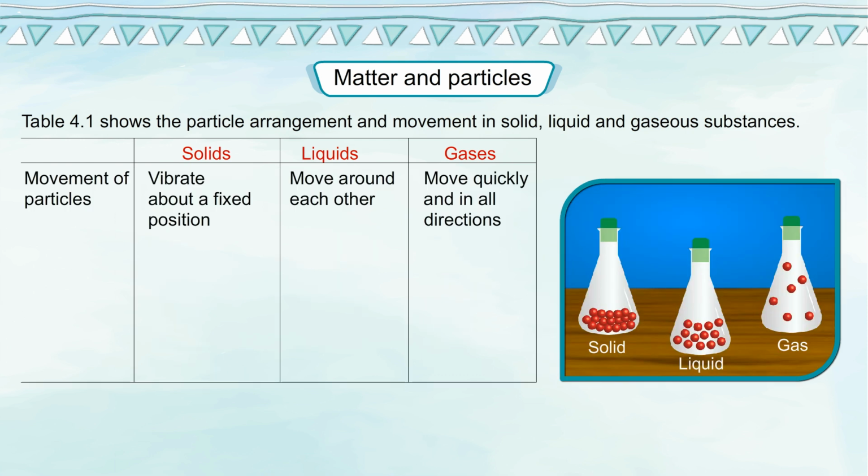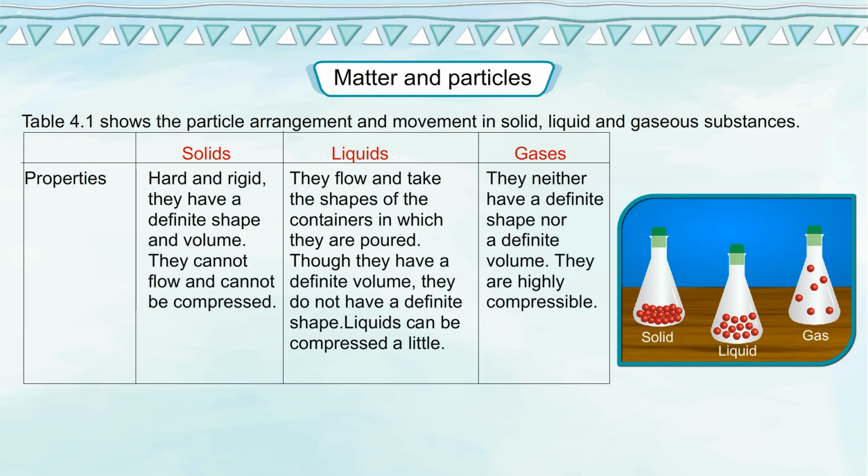Movement of particles. Vibrate about a fixed position. Move around each other. Move quickly and in all directions. Particles. Hard and rigid, they have a definite shape and volume. They cannot flow and cannot be compressed. They flow and take the shapes of the containers in which they are poured. Though they have a definite volume, they do not have a definite shape. Liquids can be compressed a little. They neither have a definite shape nor a definite volume.